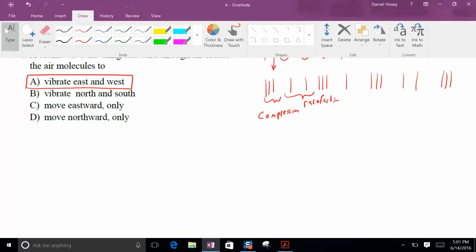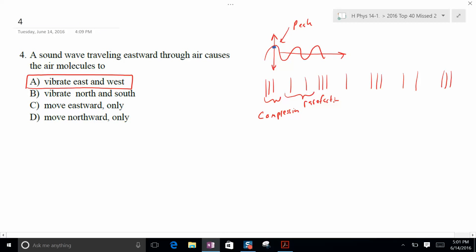Now, in both cases, the individual pieces of the medium don't move in the direction of the wave. At least they don't travel very far. In the case of a transverse wave, they're vibrating up and down. And in the case of a longitudinal wave, they're vibrating back and forth in the same direction as the propagation. So while the energy moves to the right in this picture, the vibration moves back and forth right and left, but doesn't travel very far. So if the wave's traveling east-west, the vibration has to be east-west.